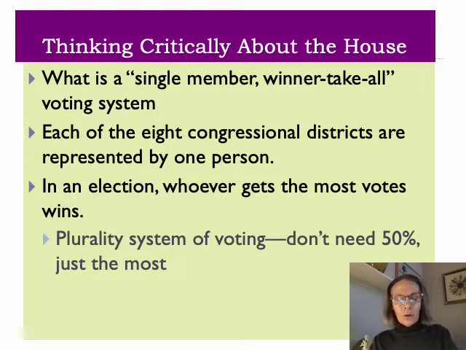Furthermore, the way the person wins that seat is by getting the most votes, okay? They don't need to win with a majority of the votes. A majority of the votes is 50% plus 1 of the votes cast. They just need to get the most votes, and that's what's known as a plurality system of voting. You don't need 50% to win. You just need the most. And that's why it's called a single member: one member represents the district. Winner takes all: whoever gets the most votes wins.